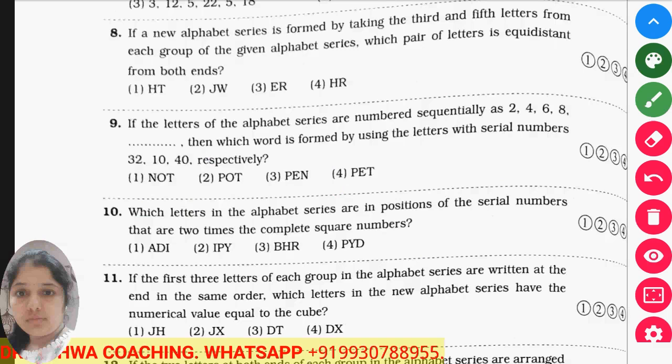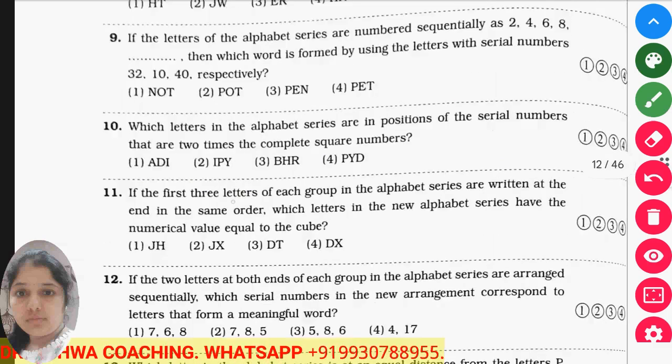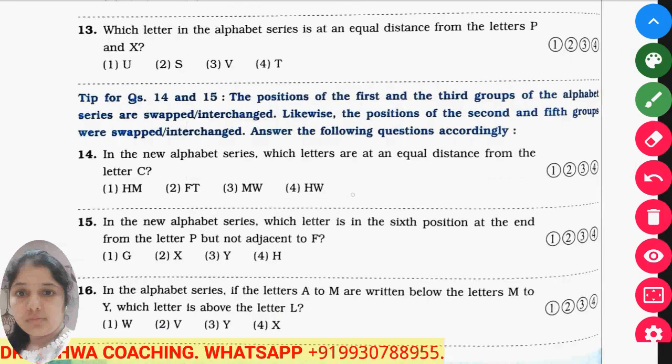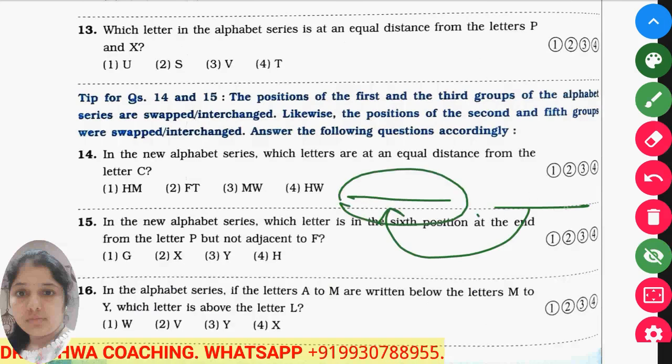So all the problems are based on this kind of pattern. Okay. Now the second pattern is: the positions of the first and third group of the alphabet series are interchanged with each other. Means ABCDE is interchanged with KLMNO, means KLMNO will come first, then the second group, then ABCDE. Okay. Likewise, the second and fifth groups also interchange. So answer the following questions accordingly.